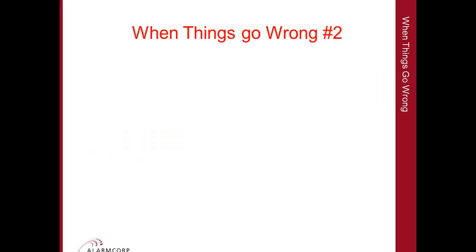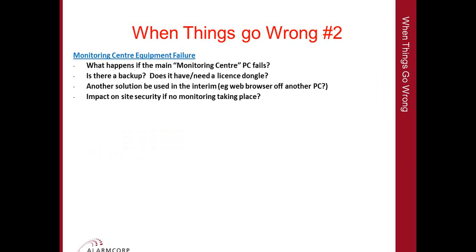If things go wrong, part 2, monitoring center equipment failure. What happens if the main monitoring center PC fails? Is there a backup? Does it have, or does it need, a licensed dongle? Another solution in the interim may be to use the web browser of another PC. Now, what is the impact on site security if no monitoring is taking place?